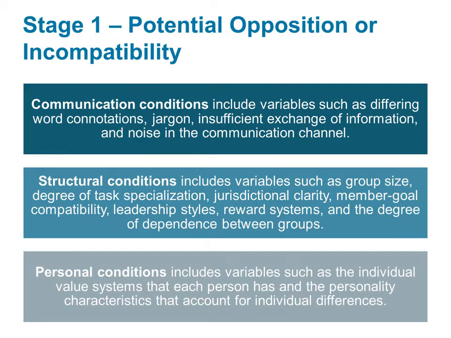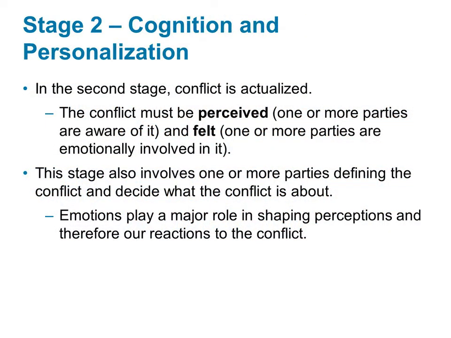We all know that there are personal variables that might contribute to conflict. We've covered values, personality, and emotions in this class, and we've learned how these qualities impact our behavior. So people who score high in traits like disagreeableness and neuroticism are more likely to be involved in conflict. Together, all 3 of these conditions create the potential for opposition or incompatibility. Sometimes then this potential is actualized, which leads us to the second stage of the process.